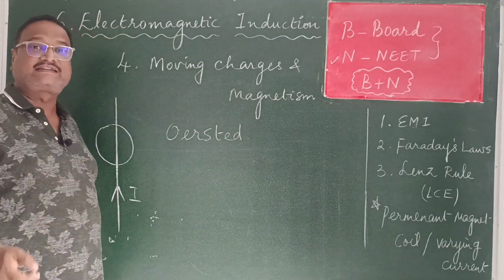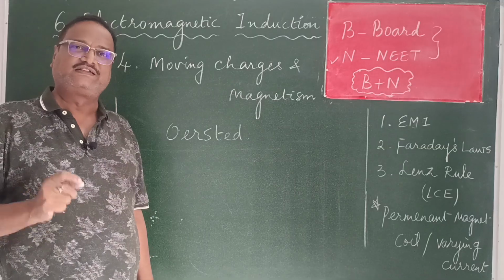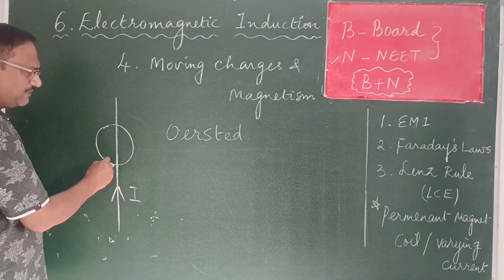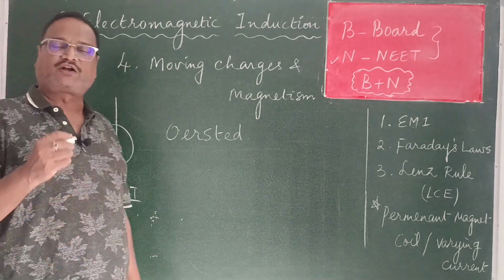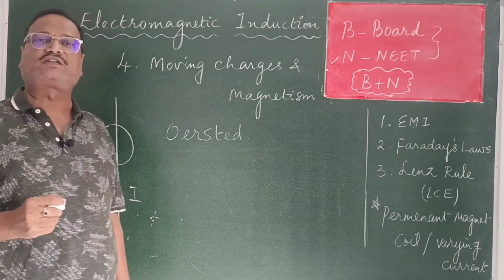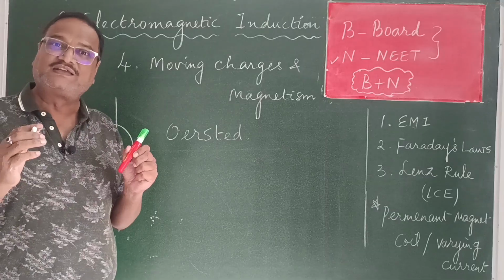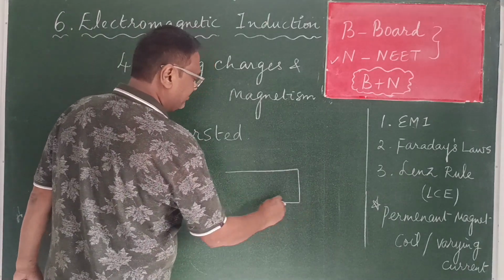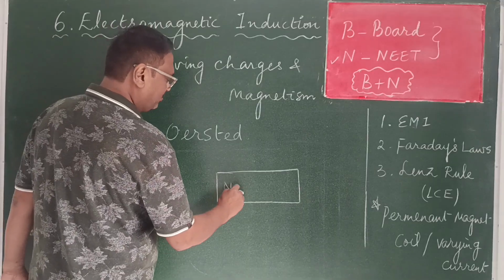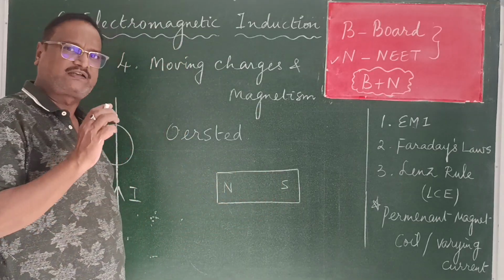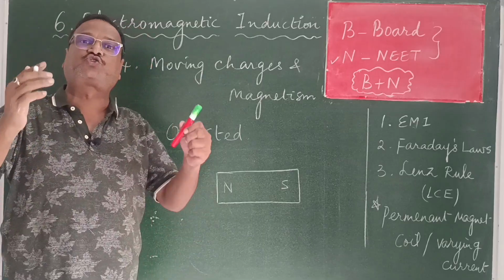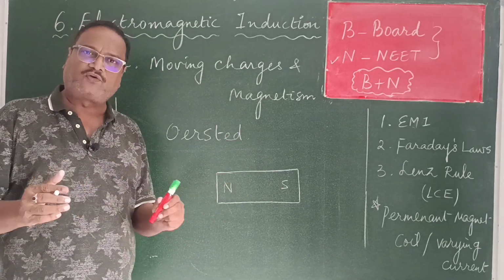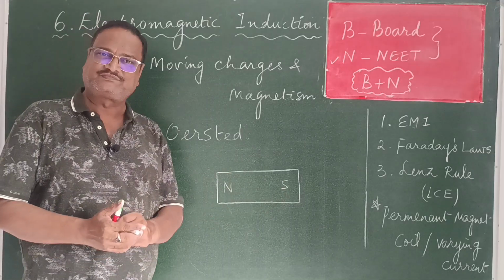This was an accidental discovery that flowing current produces a magnetic field, because till then people thought that magnetism is a bulk property. For example, you have a magnet with a north pole and south pole, and bulk matter like lodestone has this characteristic property of magnetism.